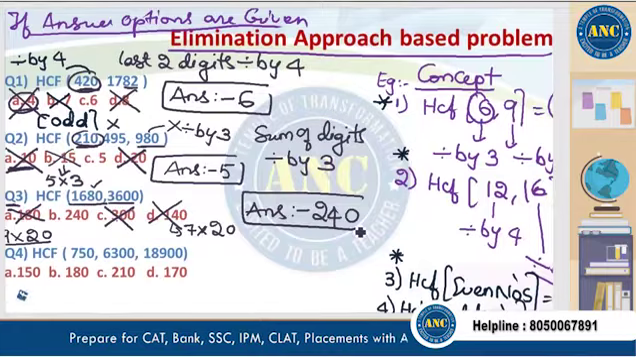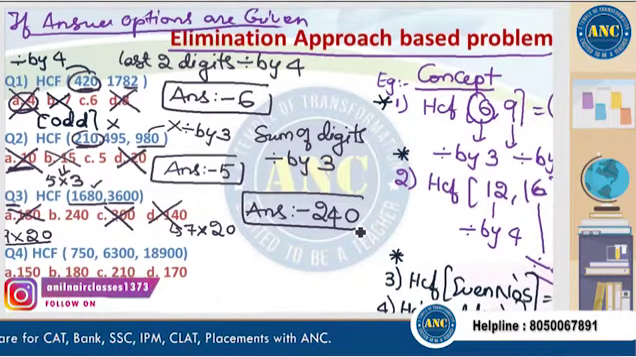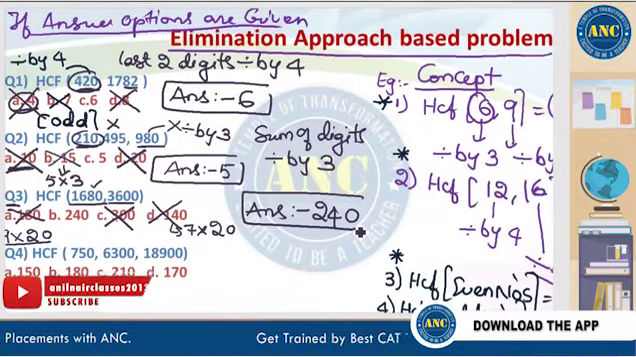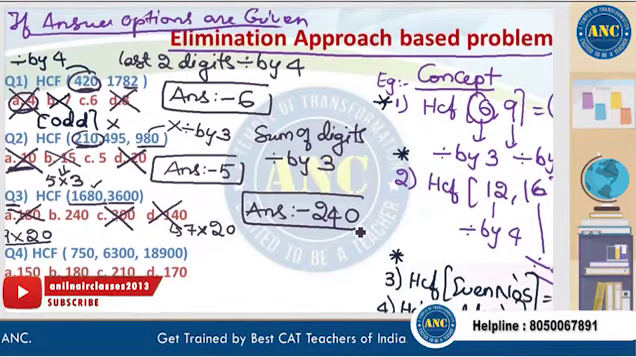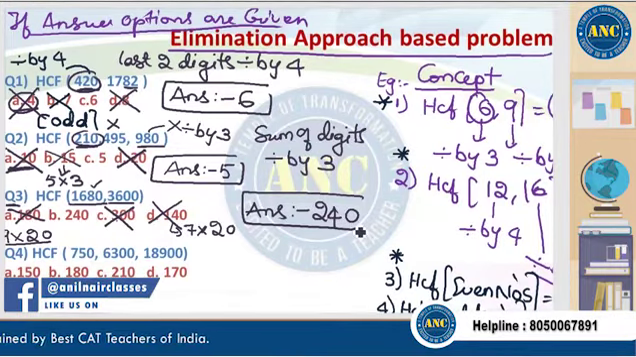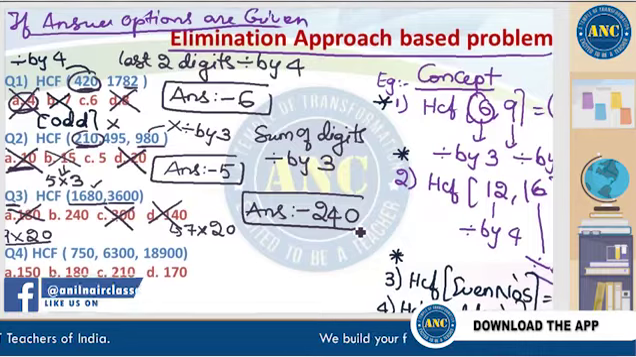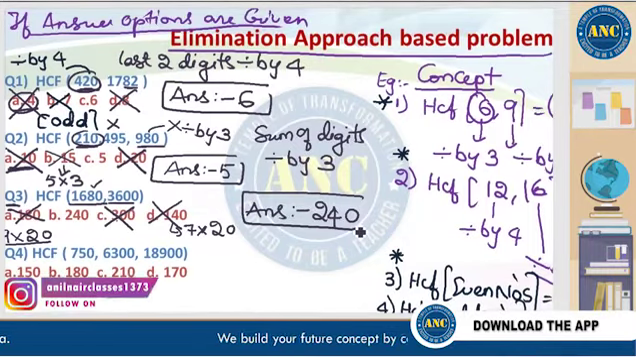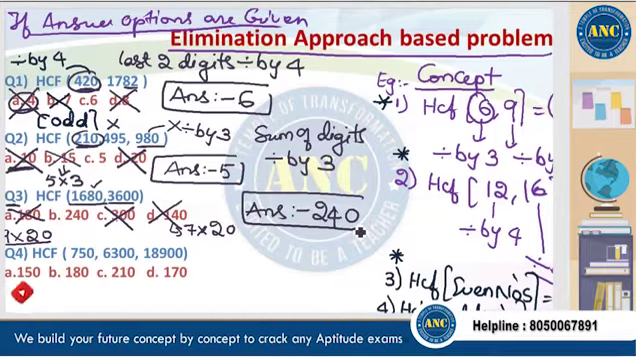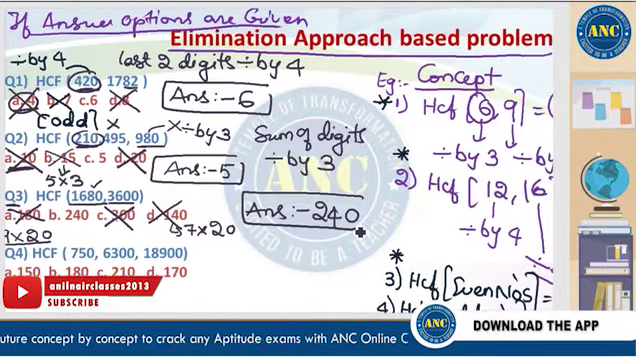140 is 7 into 20. 140 is divisible by 7. 1680 is divisible by 7. 3600 is not divisible by 7. 300. 300 is divisible by 100. 3600 is divisible by 100. 1680 is not divisible by 100. Only option pending is 240. I hope the idea is clear.